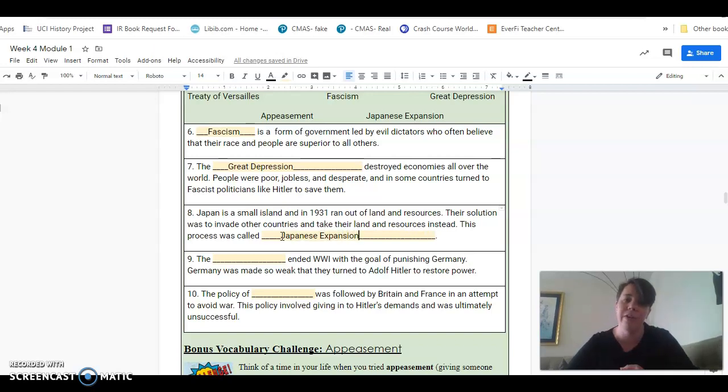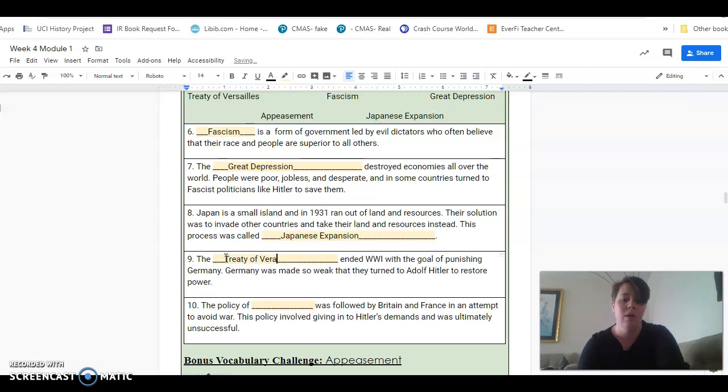So all we have left now is Treaty of Versailles and appeasement. Let's see what number 9 is. The blank ended World War I with the goal of punishing Germany. Germany was made so weak that they turned to Adolf Hitler to restore power. That's a pretty easy one. We did a whole unit on it. We wrote several essays. I know that that is the Treaty of Versailles. Forgot my S in there.